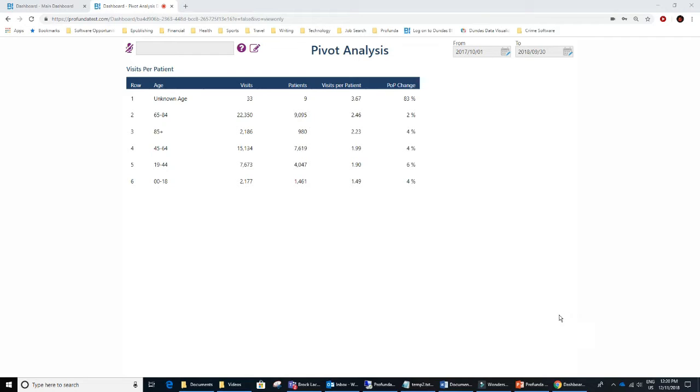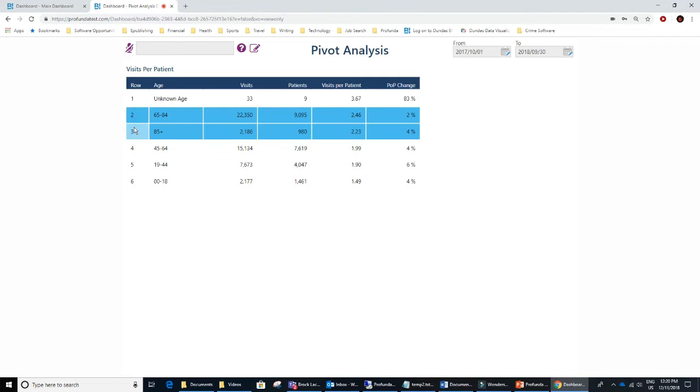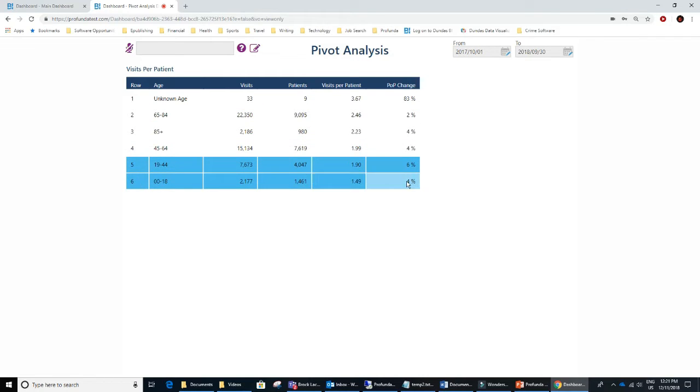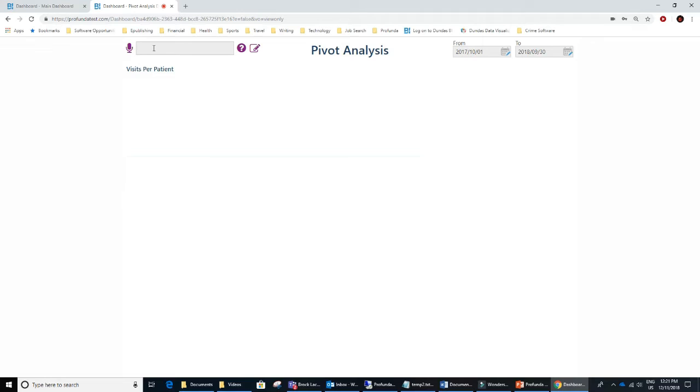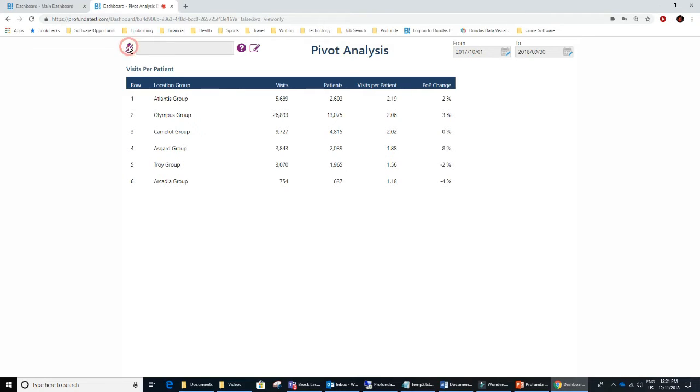Namely, older patients tend to visit their doctors more, whereas younger patients tend to visit less. This alone may explain the differences we are seeing between Bon Jovi and McCartney, but we can just as easily assess some of the other differences. Change column location group. If you recall, Bon Jovi did most of his work out of the Olympus location group, while McCartney did most of his out of the Atlantis location group.